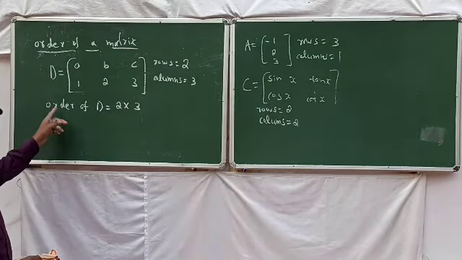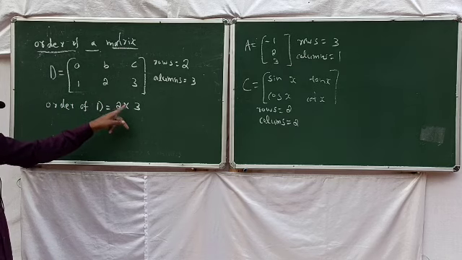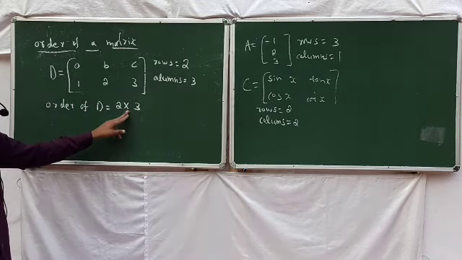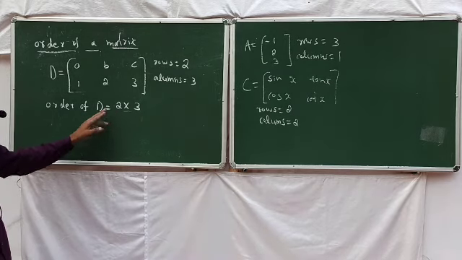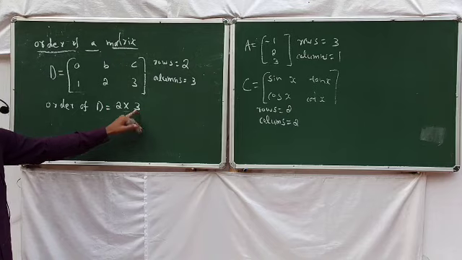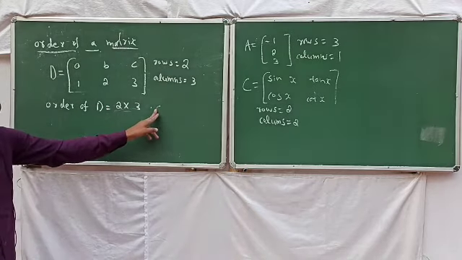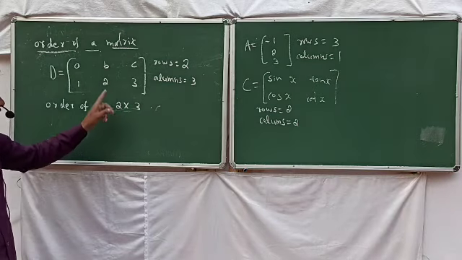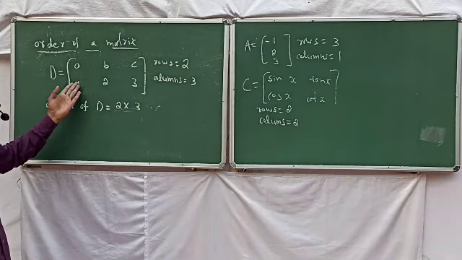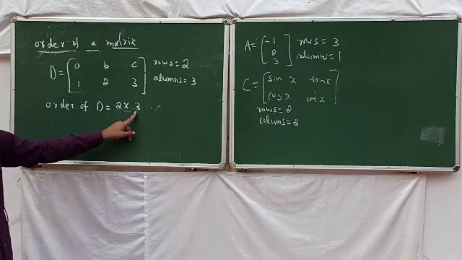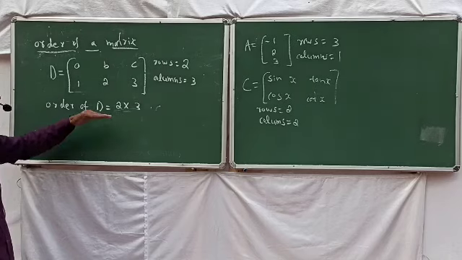Okay, we read it as order of the matrix D equal to 2 by 3. It's just a notation. The notation looks like multiplication, but we read it as order of the matrix D equal to 2 by 3. No need to compute it as 6. It's just a notation of the order. 2 by 3 means in the given matrix, the number of rows is equal to 2 and the number of columns is equal to 3. It's a notation of order of the matrix.